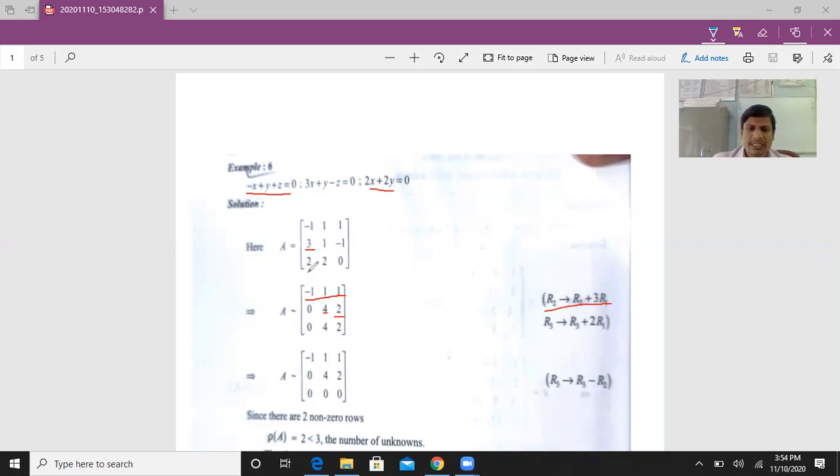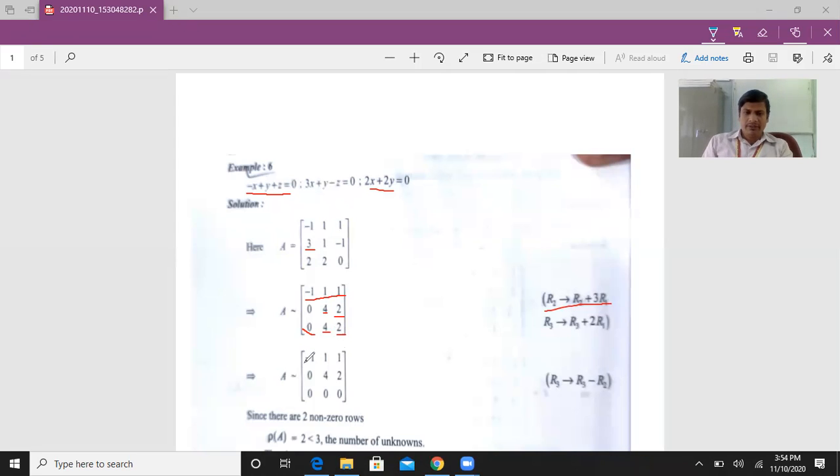Next, the third row: R3 equal to R3 plus 2 R1. Here 2 is there, 2 plus 2 times minus 1, that is minus 2, so 2 minus 2 is 0. Next, 3 plus 2 into R1, 2 into 1 is 2, so 2 plus 2 is 4. I write here 4. Then the last element is 0 plus 2 into 1, that is 2. I write here 2.